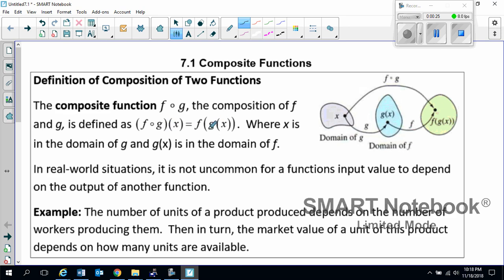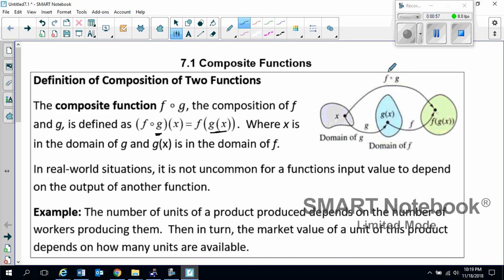And what this basically means is that you're going to take the g function and plug it into the f function. So x is going to be the domain of the g function, and then your result is the domain of the f function. So what's going on here is you've got your domain for g right here. You plug it in and you get your results. Then those results become the input, your domain of the f function right here.